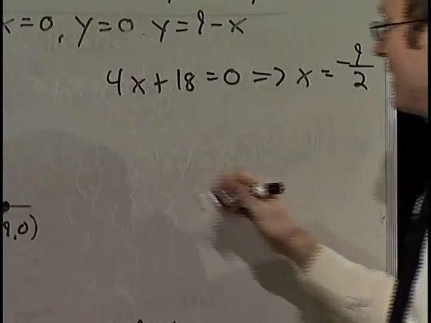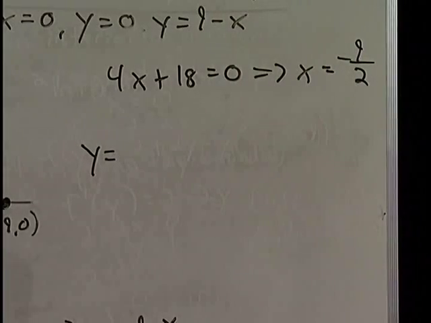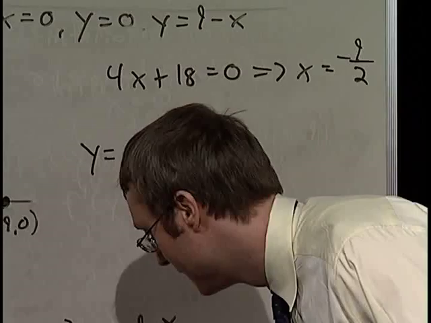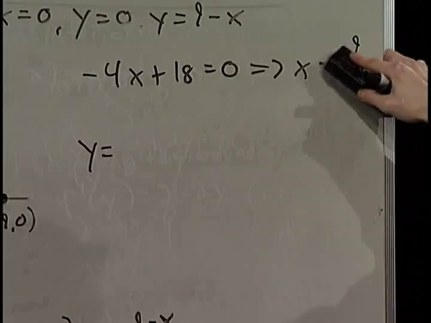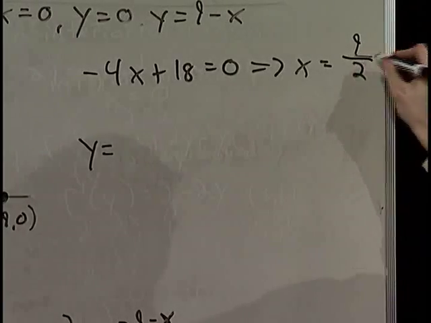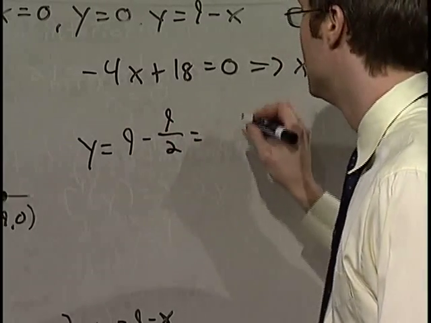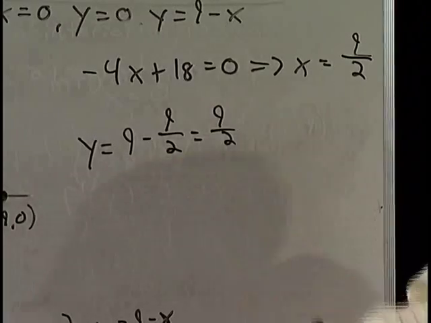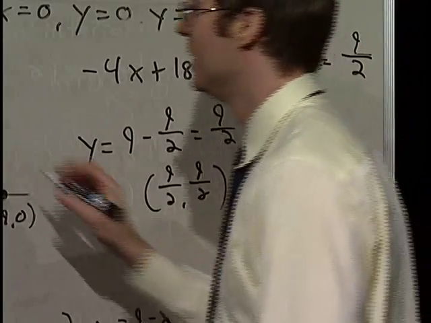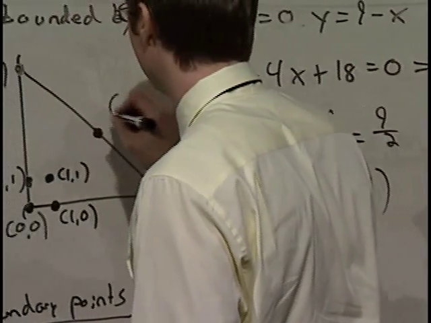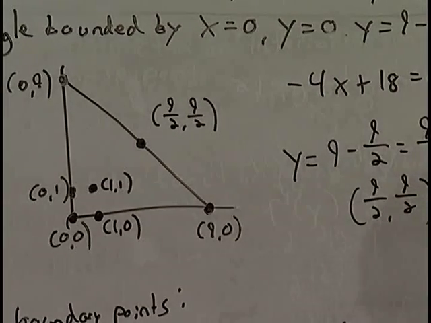Right? So when x is negative 9 halves, y is, wait, is that right? 4x plus, no, this should be negative 4x. Ha, that was better. That should be negative 4x. So this should really be positive 9 halves. Yeah, there we go. Positive 9 halves, right? And then y is 9 minus 9 halves, which is 9 halves. 18 halves minus 9 halves is 9 halves. So the point 9 halves, comma 9 halves, which is smack dab in the middle of this line segment, is a critical point.